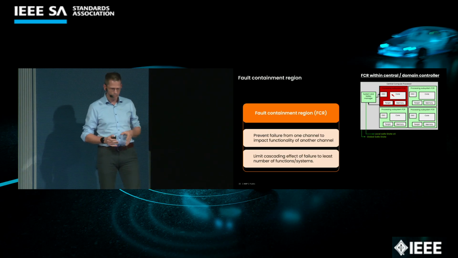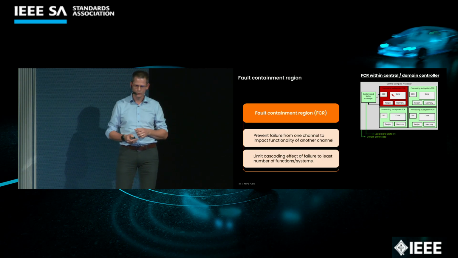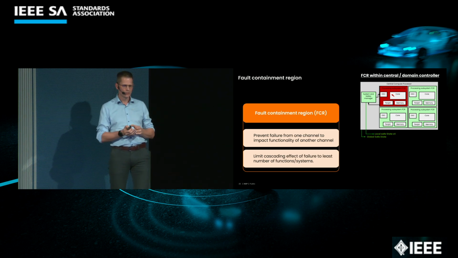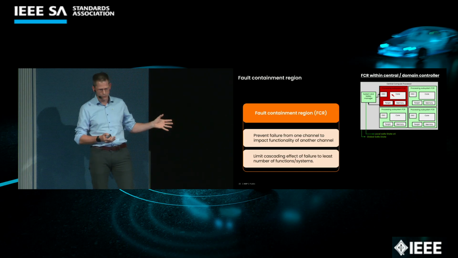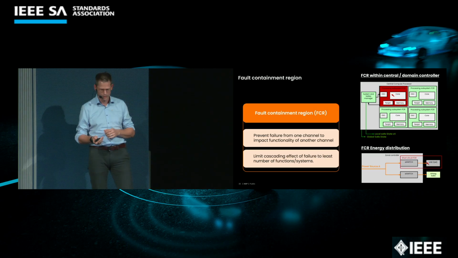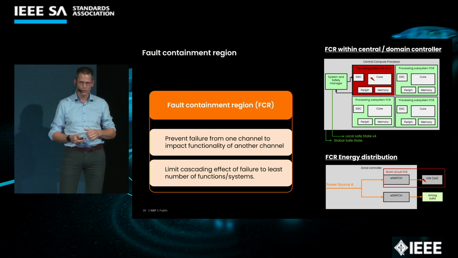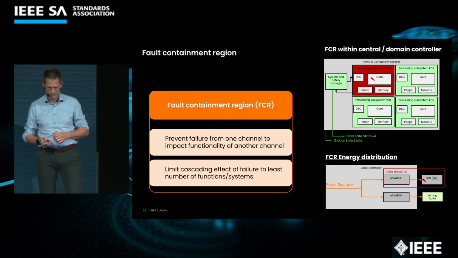Just a general example of this: you see it quite often in microcontrollers, that you have several subsystems which are encapsulated and have their own memory and their own peripherals. If you have a failure in one of those cores, it will be limited to this portion, and the remaining part can continue. Another example is energy distribution, where you have a dedicated switch for certain parts to make sure that if you have a short circuit in one of the parts, you do not kill the complete network by shorting the power.